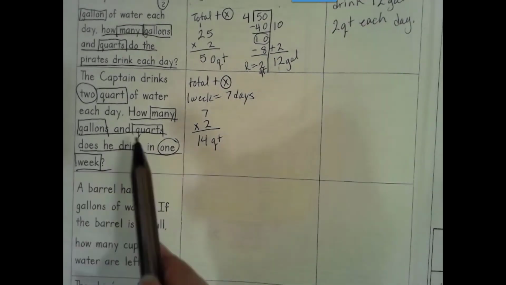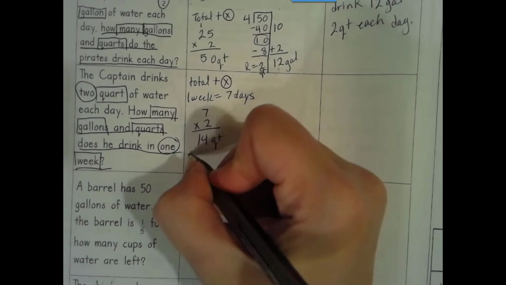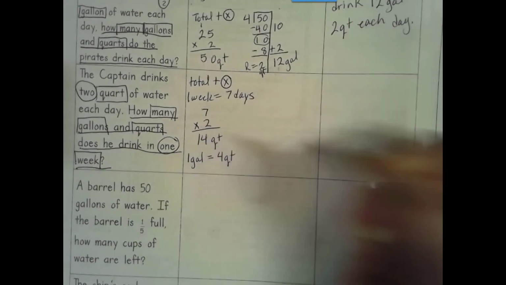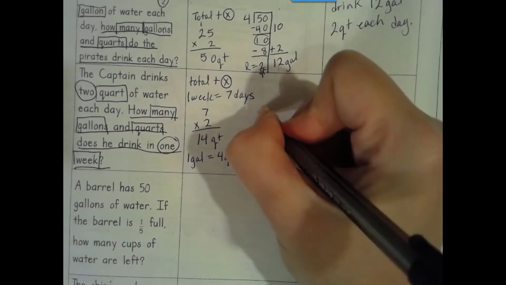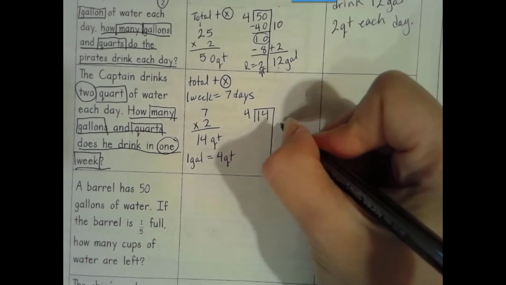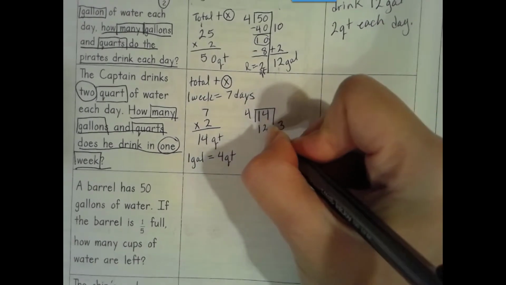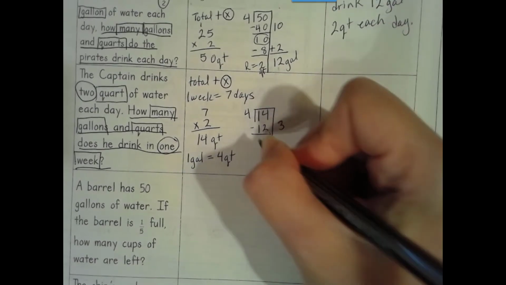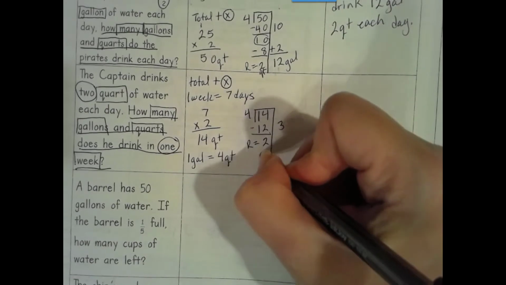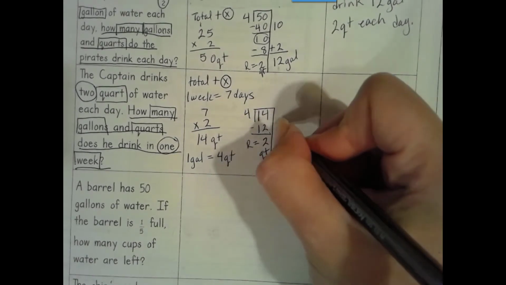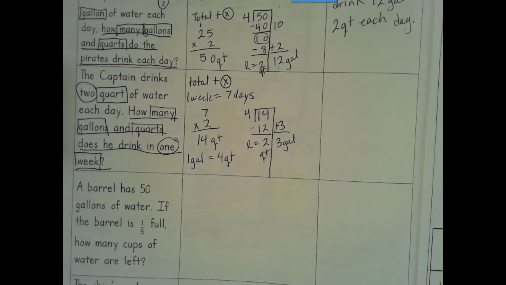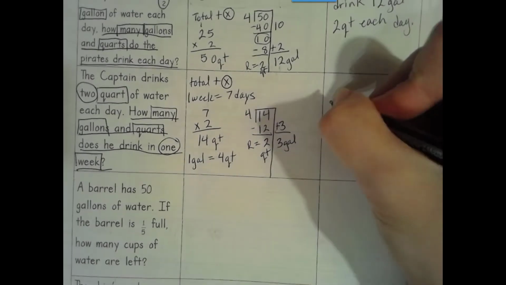But we need our answer in gallons and quarts, not just quarts. So 1 gallon equals 4 quarts. So to divide 14 into groups of 4, let's see, 4 times 3 is 12. More on top, no need to stop. Numbers the same, zeros a game. So this is our remainder. That's our quarts. There's 2 quarts. And this would be 3 gallons. So he drinks 3 gallons and 2 quarts per week.